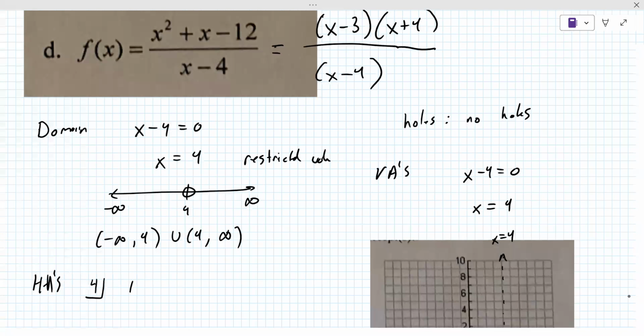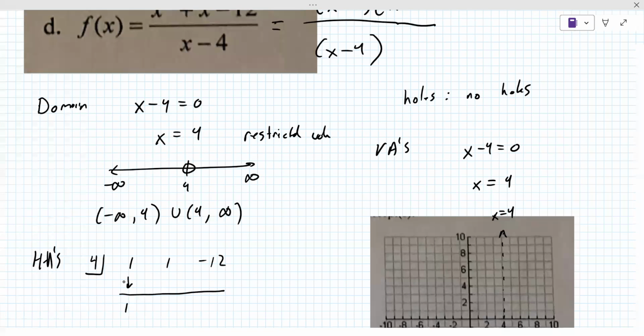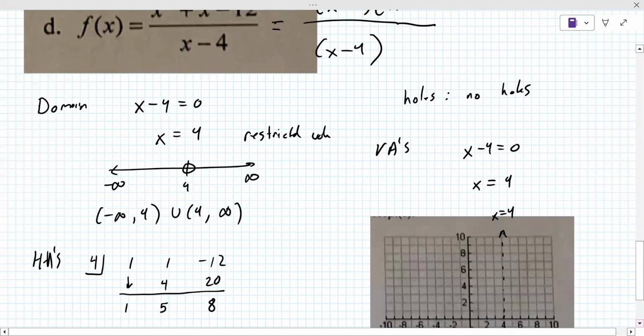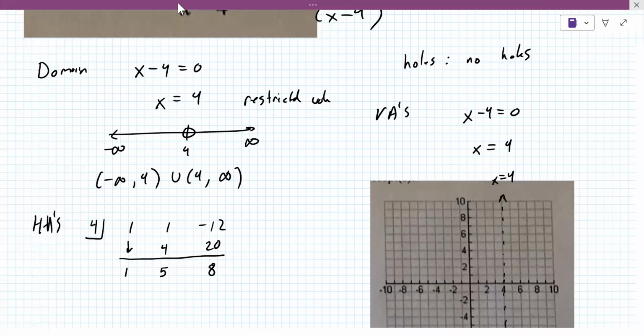So the coefficients go here, and then you bring down the 1. The reason 4 goes in the box is because in x minus 4, the 4 makes it 0, so that's why it goes there. Times 4, add up, times 4, and this is 8. So you're actually not interested at all in the remainder. You're actually interested in the coefficients this time.